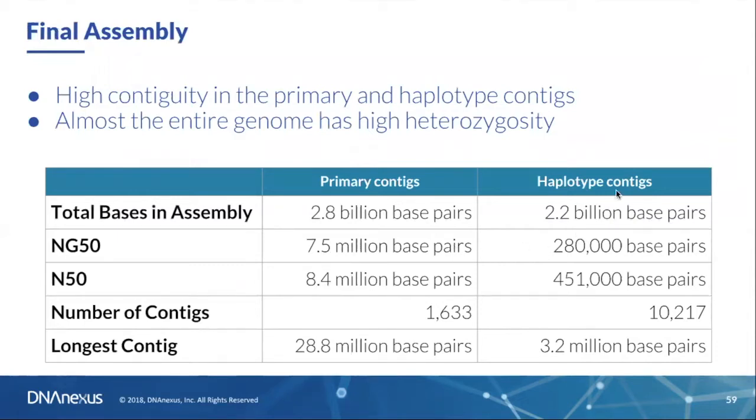And then the haplotype contig came out pretty long as well. The second thing is that you can see here that the haplotype contig, in terms of number of base pair, is almost the same as the primary contig, which means that this genome actually is quite heterozygous, and it's quite the right choice that we chose FALCON-Unzip. So we can get a lot of information from the other haplotype that is present in the genome.